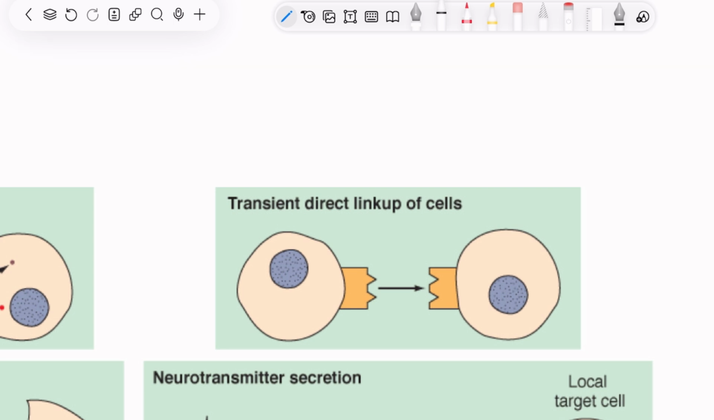So in a simple breakdown, one cell has a special molecule on its surface, basically like the keys. The other cell has the receptors on its surface, basically like the locks. The signal molecule from one cell fits into the receptor on the other cell, sending a message to that cell to do something, like to grow or move or to change.